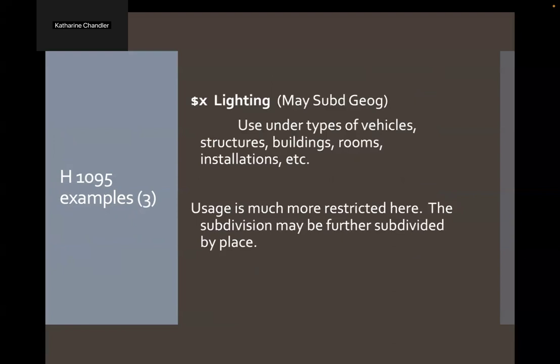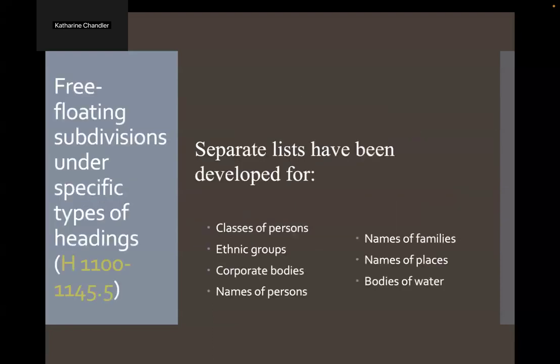And lighting, used under types of vehicles, structures, buildings, rooms, installations, etc. And usage is much more restricted here. The subdivision may be further subdivided by place. Separate lists have been developed for classes of persons, ethnic groups, corporate bodies, names of places, names of families, and bodies of water.